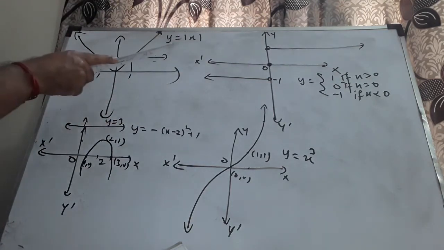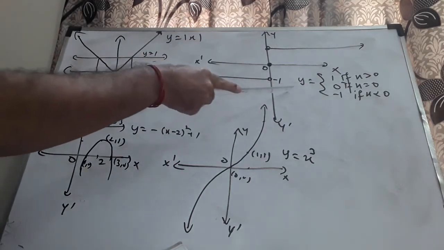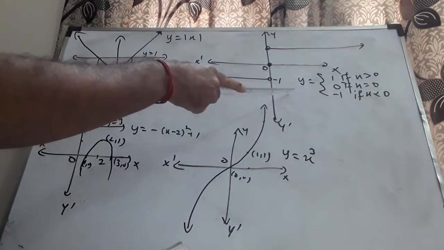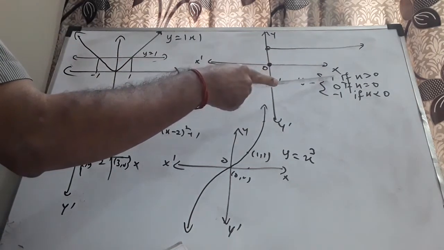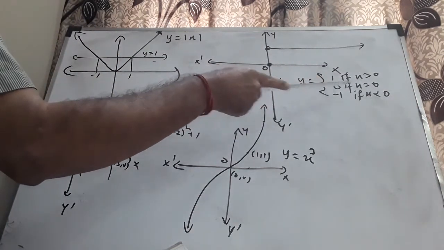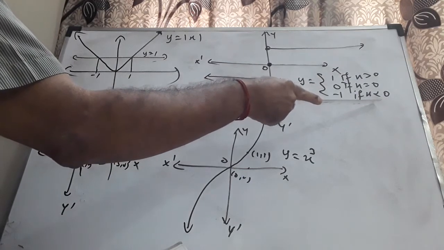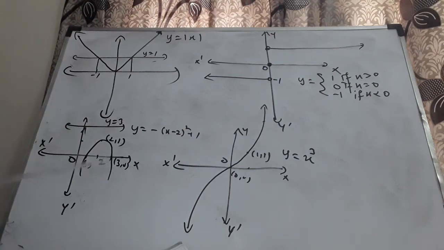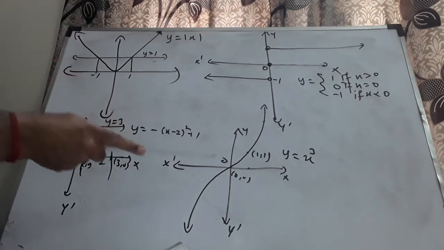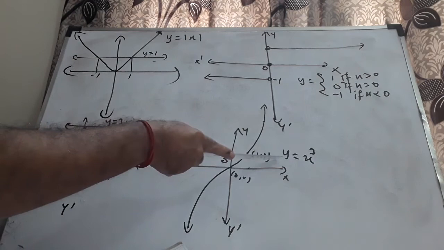Here I have taken y is equal to mod x. I have drawn the signum function, given by: for every x greater than 0 the image is 1, for 0 the image is 0, and for every value less than 0 it is minus 1. And this curve is nothing but y is equal to minus (x minus 2) whole square plus 1. It is a parabola in fact. Just listen carefully. This is y is equal to x cube.